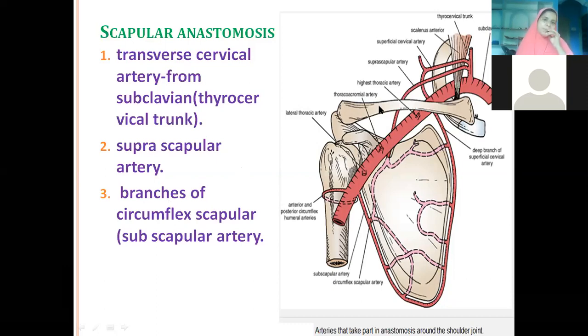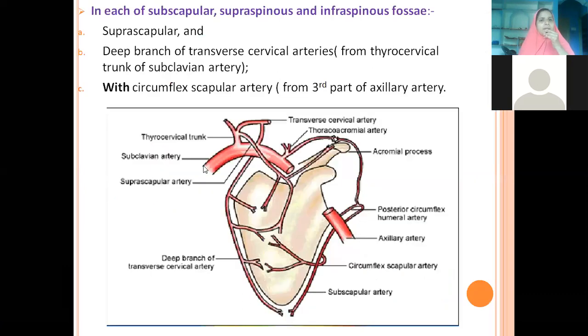Please remember this, because scapular anastomosis can be either a 5 marks question or a 2 marks question. Okay, let me see. Both suprascapular and transverse cervical are branches of the subclavian only. Transverse cervical, to be more specific, is a branch of the thyrocervical trunk. Like this it comes. Okay, suprascapular is a branch of the subclavian artery. Like that. Okay. The same thing is written here.